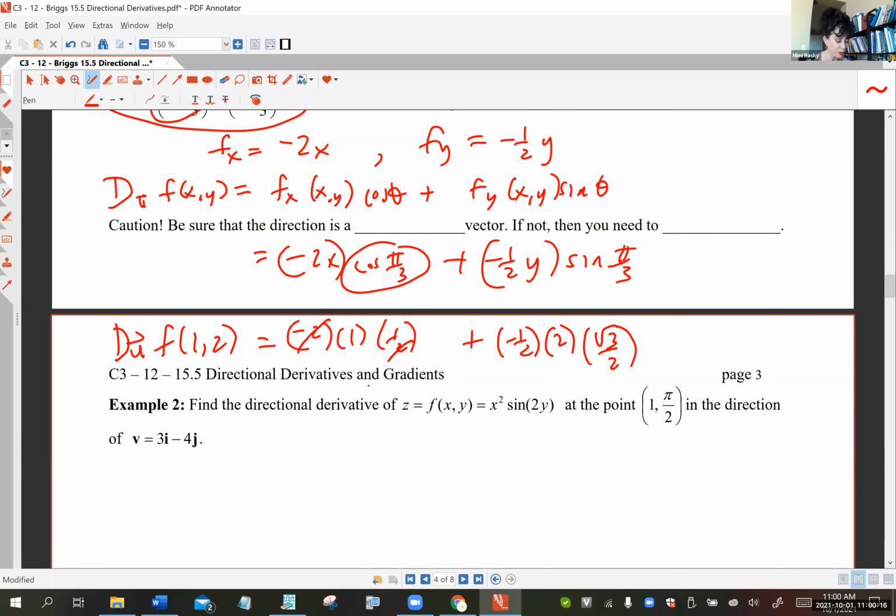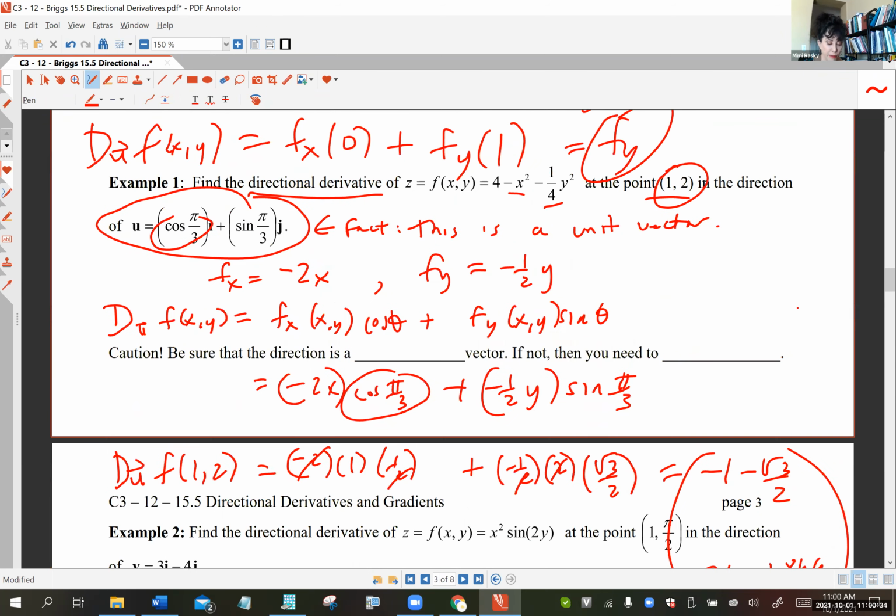Okay, we can do some reducing. More reducing over here. I get negative 1 minus square root of 3 halves. That's the exact answer. And that's approximately negative 1.866. So there's the exact and the approximate answer. Okay, and I'm done with example 1.